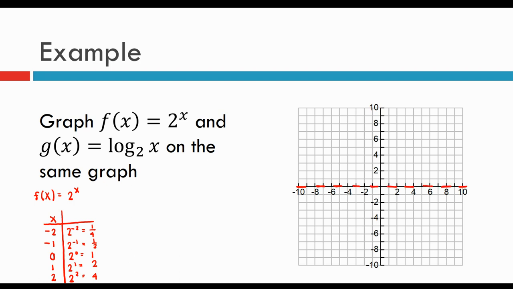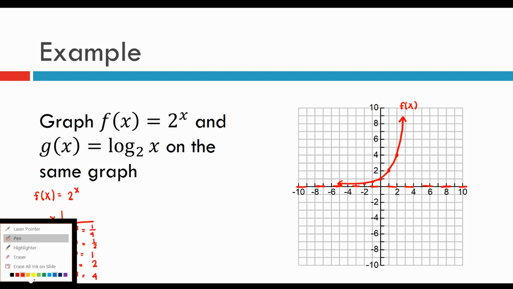When I plot my points, (-2, 1/4), so super close to that x-axis, (-1, 1/2), so a little bit higher, (0, 1), (1, 2), and (2, 4). We will have something that looks like this. I'm going to label it f of x.